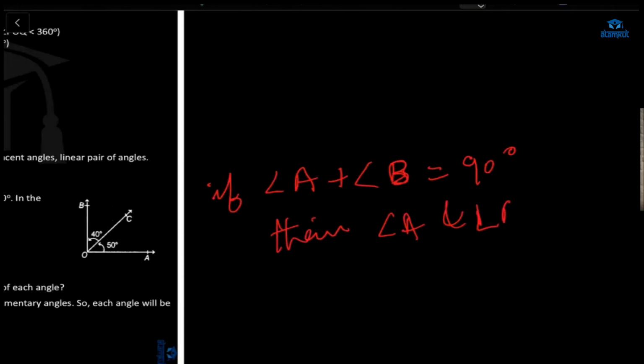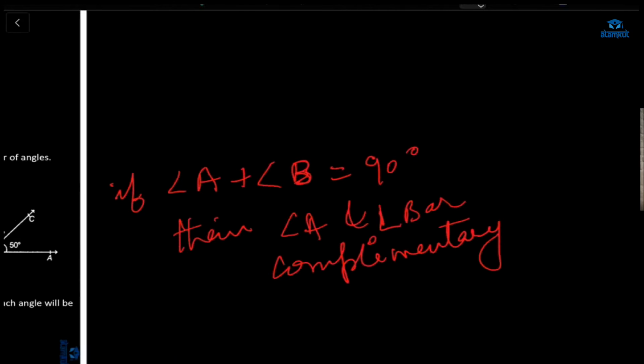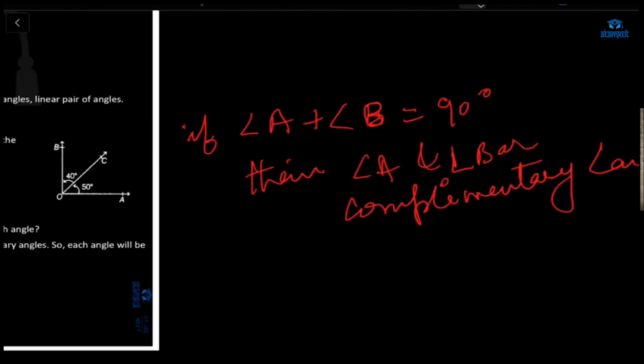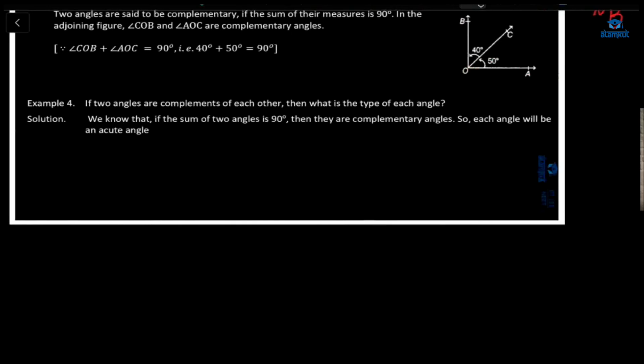Okay. So if angle A plus angle B is equal to 90 degrees, then angle A and angle B are complementary angles. Understood? Now, let's see one or two questions on how this type of question can be asked on complementary angles. If two angles are complements of each other, then what is the type of each angle?